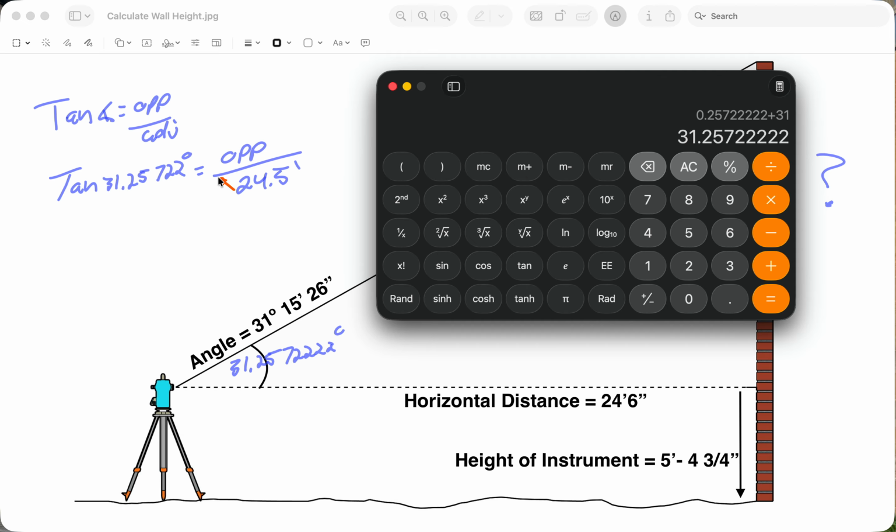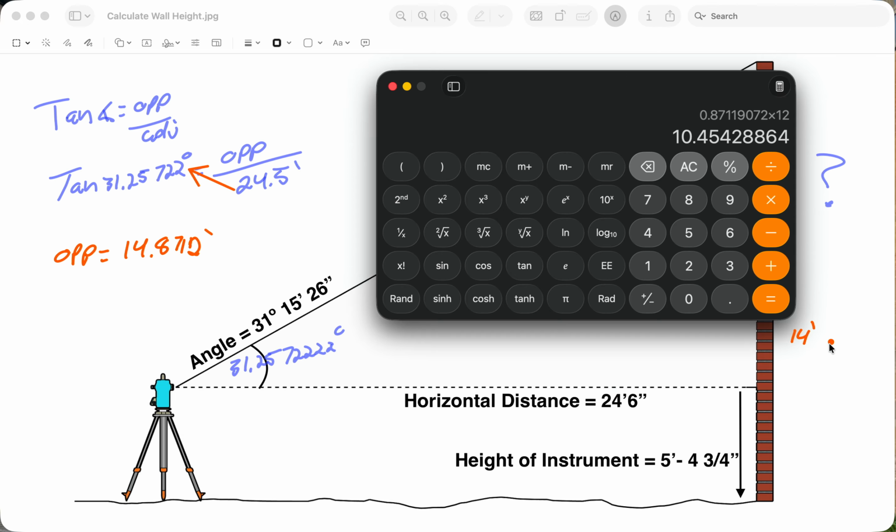So here's my angle, and what we're going to end up doing is bringing the 24.5 across the equal sign. Since it's being divided here, it's going to end up becoming multiplied. So we're going to hit the tan button of the 31 point, et cetera, and then times 24.5 feet gives us our opposite side is equal to 14.8712 feet, whatever. So it's 14 feet. Now I'm going to go minus 14.